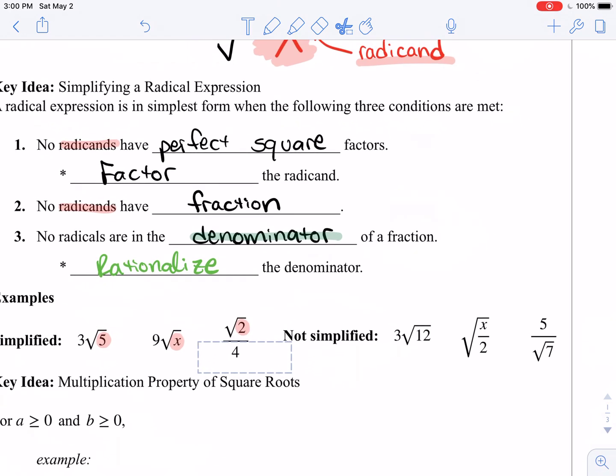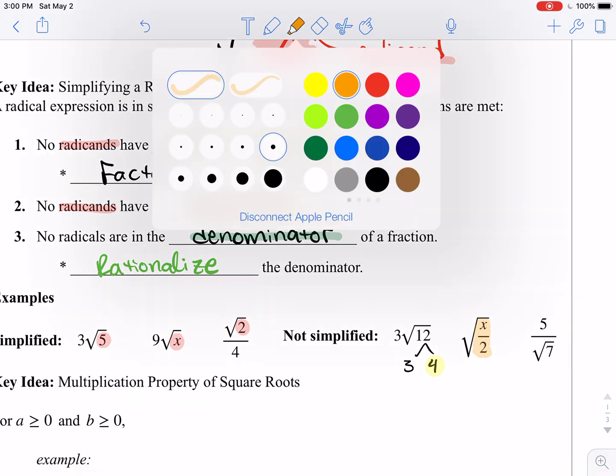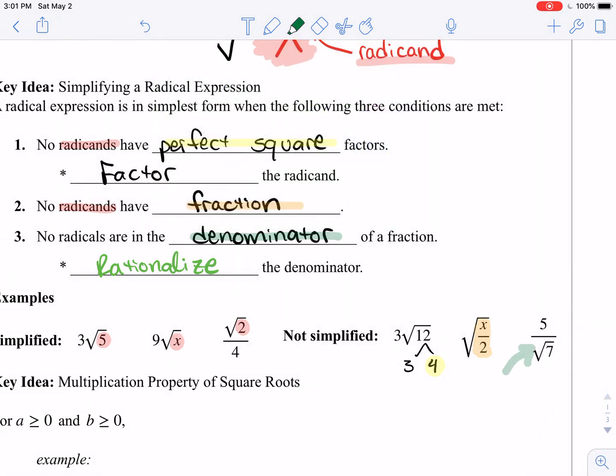Now, let's look at 3 times the square root of 12. That is not simplified because 12 can be factored into 3 times 4, and 4 is a perfect square. So that's not simplified. Next, we have the square root of x over 2. Well, that's a fraction, and because we have a fraction in our radical symbol, that is not simplified. And then finally, we have 5 divided by the square root of 7. Well, here our denominator has a radical in it. So that is not simplified.